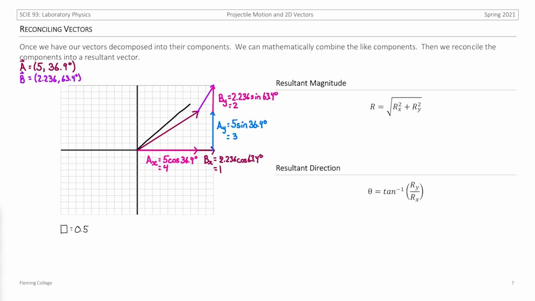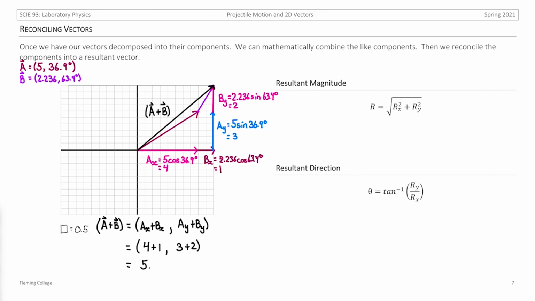Here we can sketch in our resultant vector, so this would be A plus B, and we're using that tip to tail method. So from the tail of A to the tip of B, and we can see the Cartesian components of vector A plus B would be the sum of the x components for the x direction and the sum of the y components for the y direction. So we get the vector 4 plus 1 for the x and 3 plus 2 for the y, which gives us the final coordinates of 5 and 5.